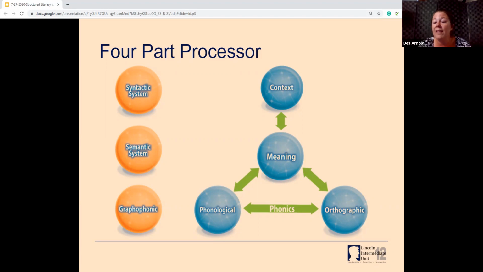So we want to make sure that whatever system, whatever program, whatever strategies, practices we're using, we are making sure that we are taking into account that 4-part processor. And that doesn't mean that we should trash every program. It means that as good teachers, we have to adjust what we are doing to make our students most successful.